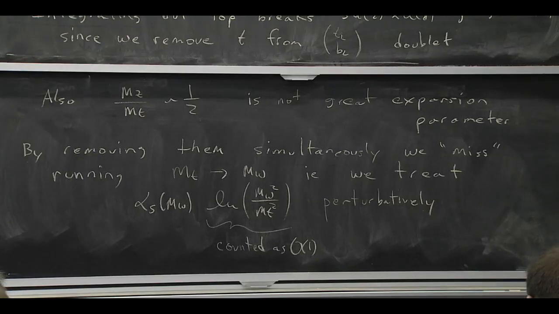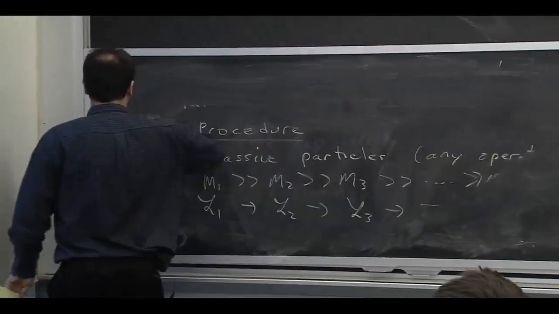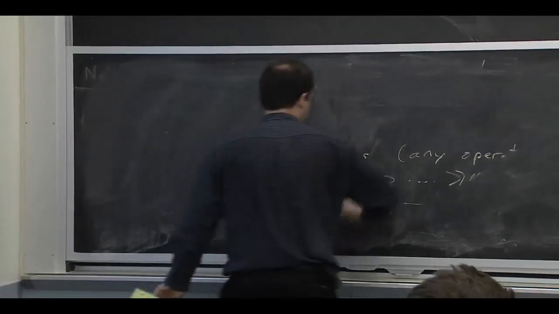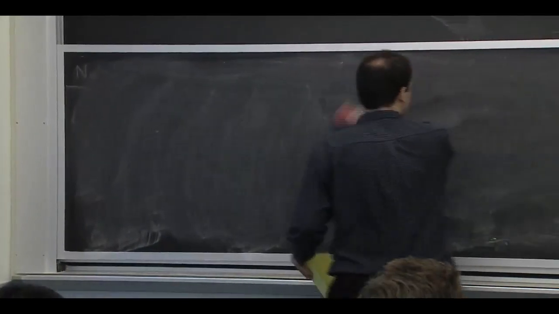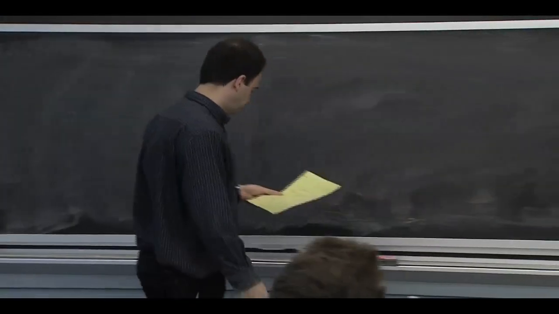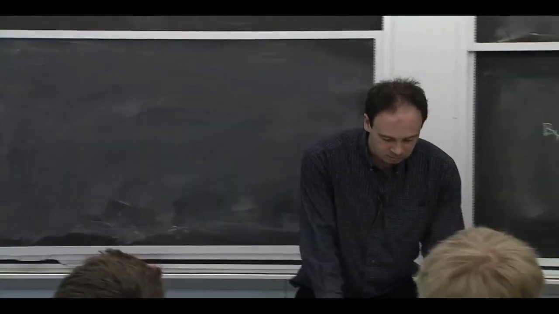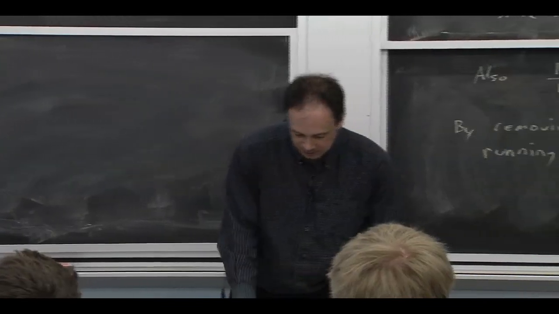OK, so that's a general rule that if you're thinking about removing massive particles, you should ask how close are they to each other? Should I integrate out a slew of them at the same time or one at a time? And that'll depend on exactly the scales in the problem. And it means you're organizing the theory differently if you do the two different approaches. All right, so we'll do an example of this.